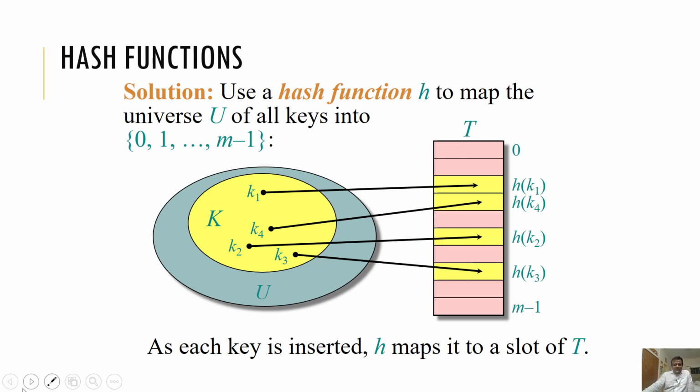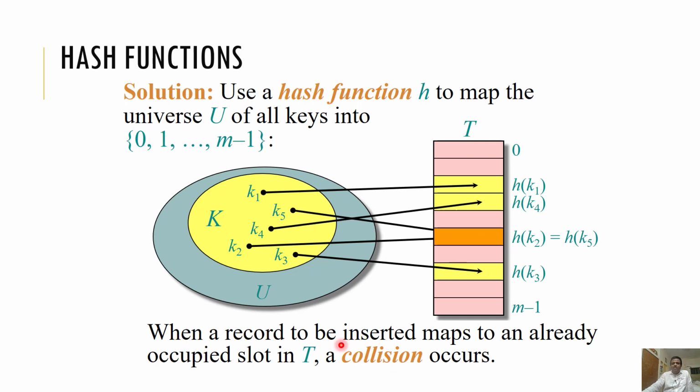So K5, when you compute, suppose it is hitting a slot which is not empty, which is already occupied by some key, and this situation is called collision. When a record to be inserted is mapped to an already occupied slot in T, it is called a collision. So when we have a collision, we cannot store K5 there. That is not allowed.